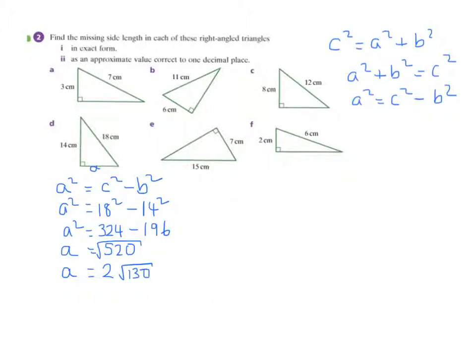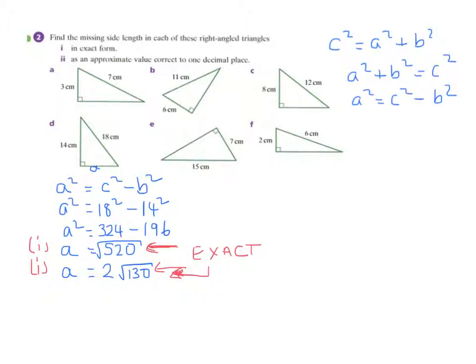2√130. So that is our exact value, and that is their exact value. This is the more mathematical way of writing it, but this way is fine. Okay? Now, that's the answer to part 1, so either of those answers are correct. Now we need to find out what it is as an approximate value.